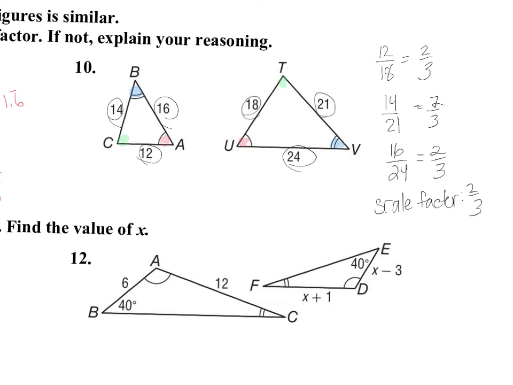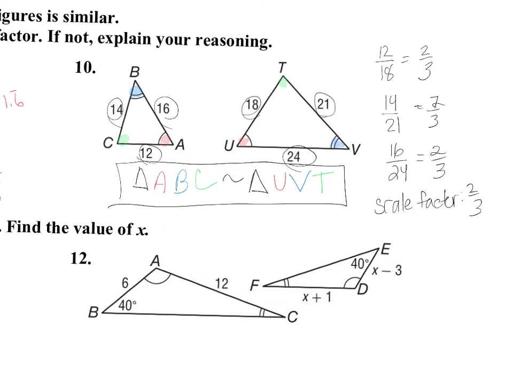And then if we go to write our similarity, we can say that triangle A, B, C is similar to triangle U, V, T. So there's our similarity, and there's our scale factor.